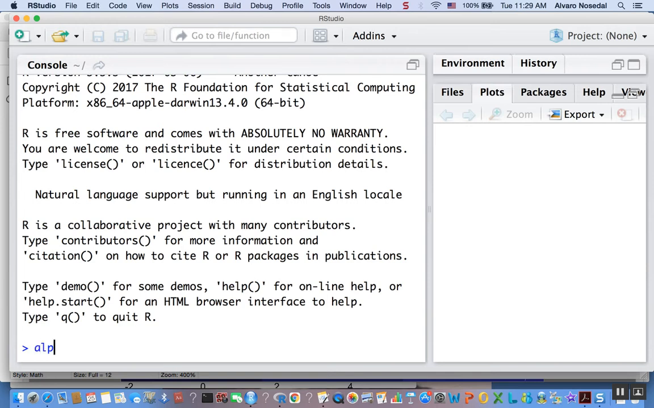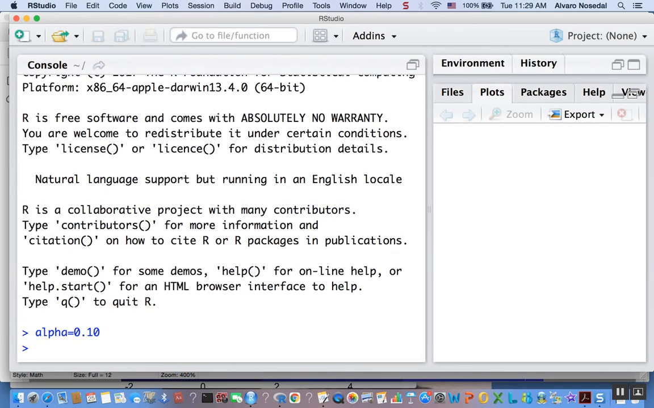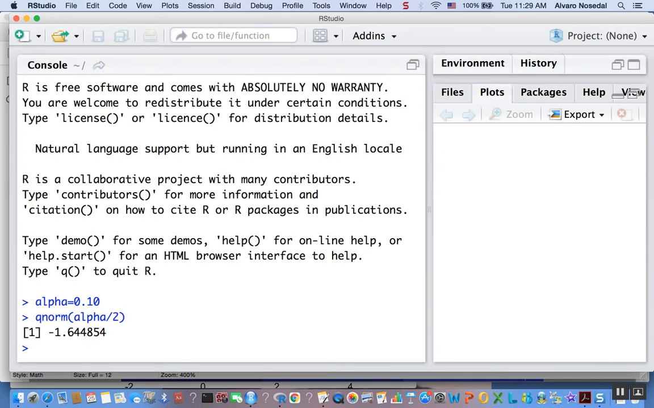So alpha equals 0.10. Then what we want is a quantile from a normal 0, 1, which is the default, means 0, standard deviation 1. The probability that we want is alpha divided by 2, right? So negative 1.644, so it gives you the negative version of that guy. Make sense? So this is negative C of alpha.